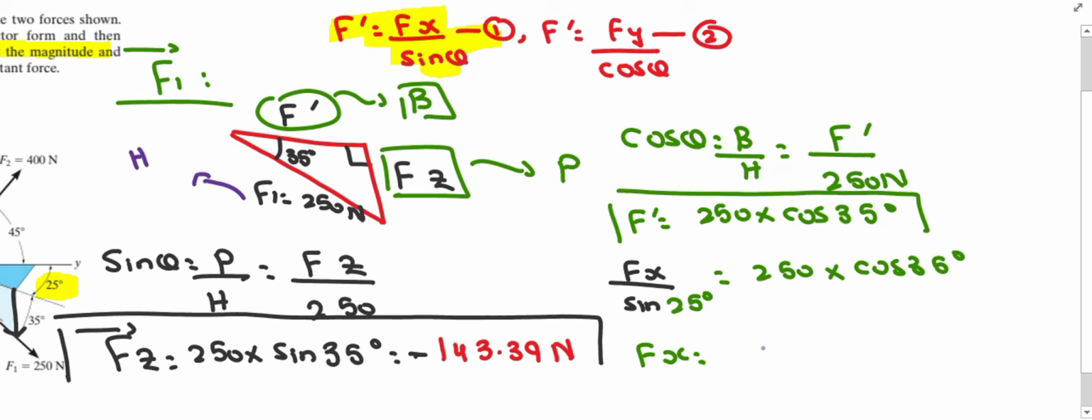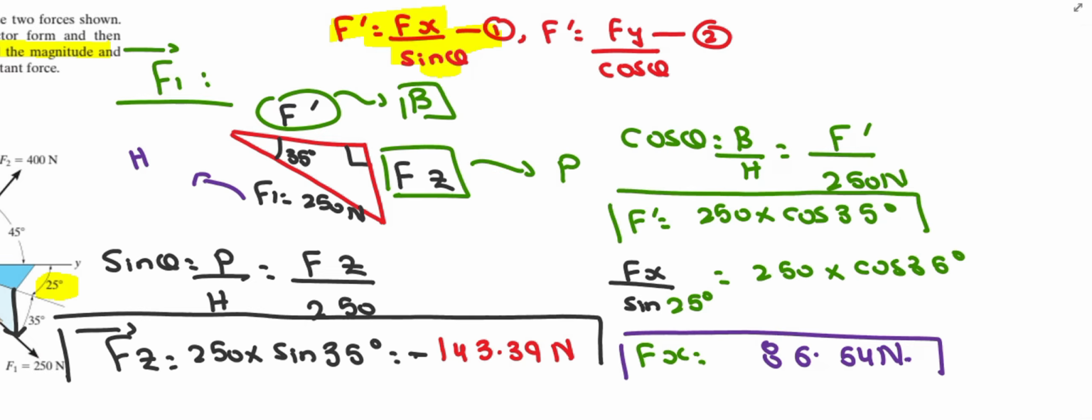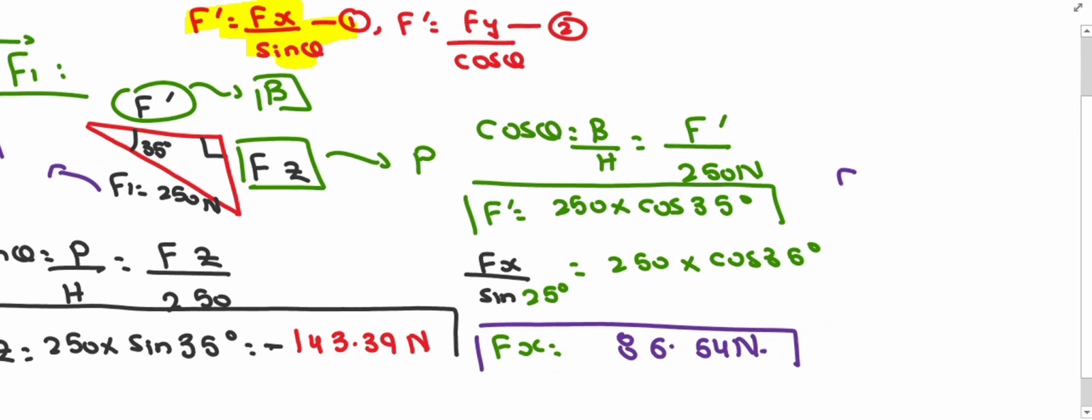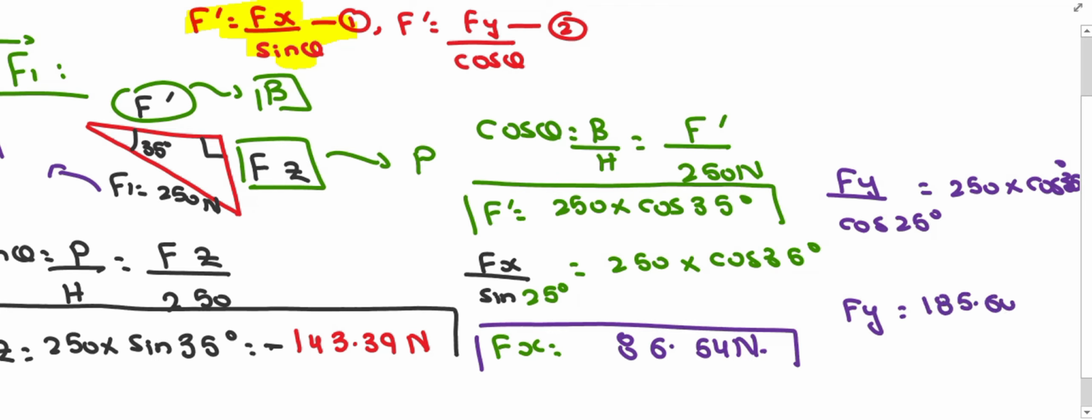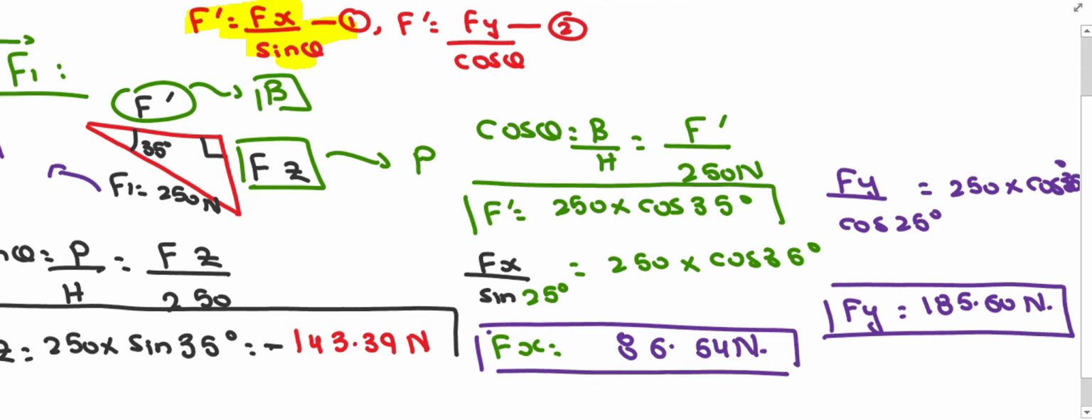So Fx is equal to 86.54 Newton. This is the value of Fx. Now from equation number 2 we get Fy upon cos of 25 degrees, which is equal to 250 times cos of 35 degrees. Again, grab the calculator, put the values into it and solve for Fy. The value of Fy is 185.60 Newton.